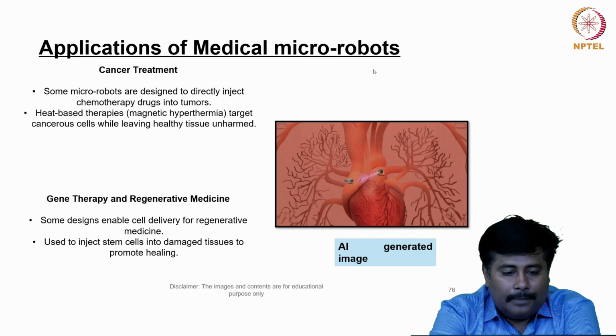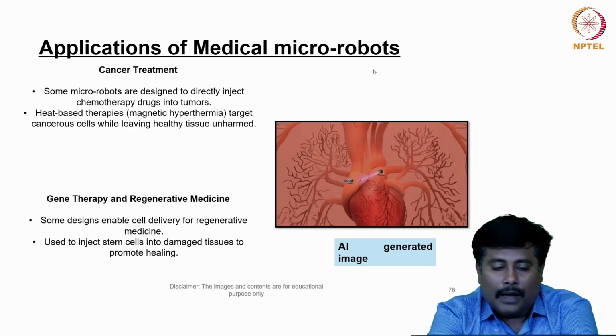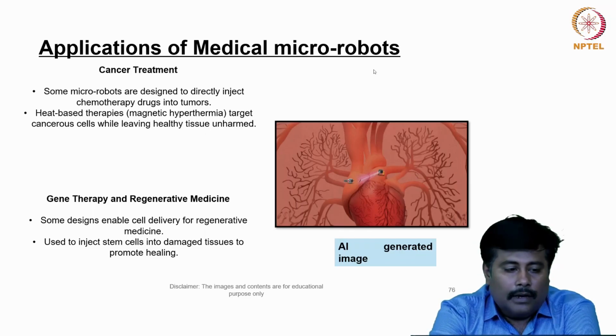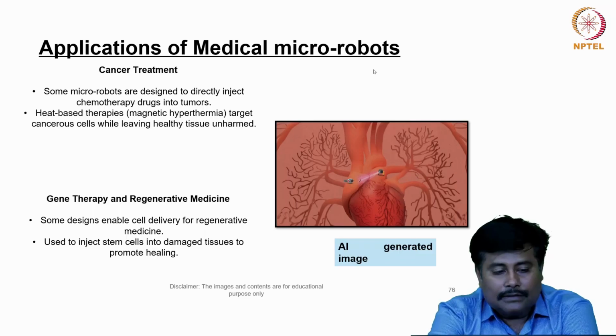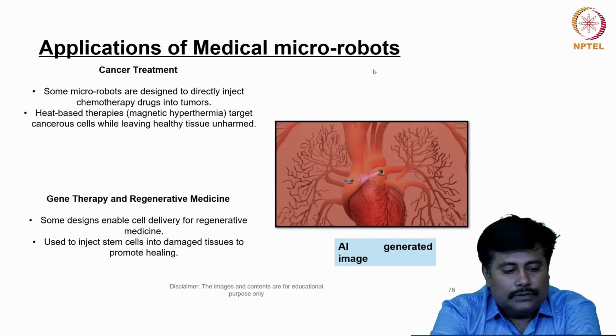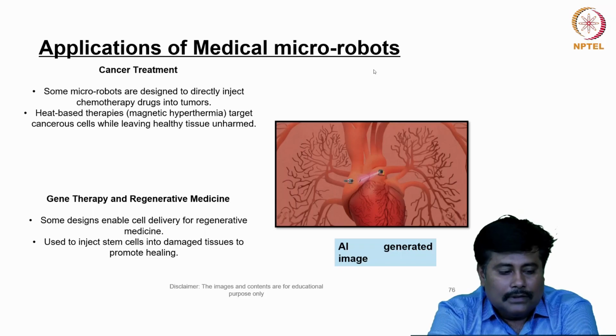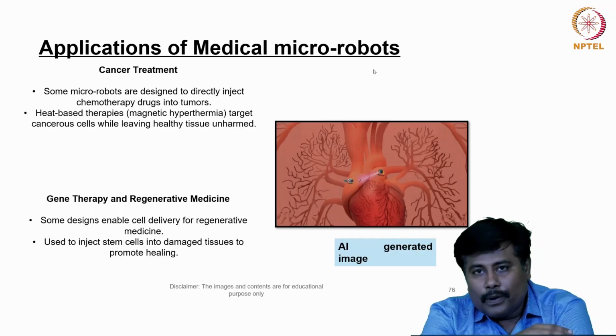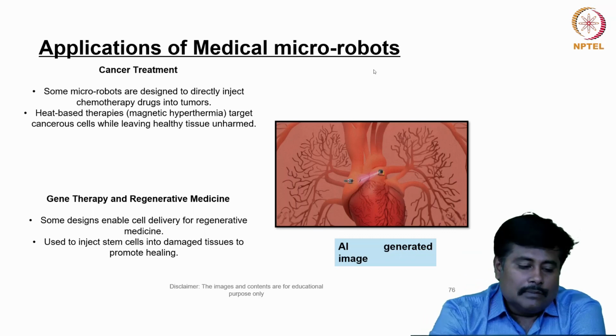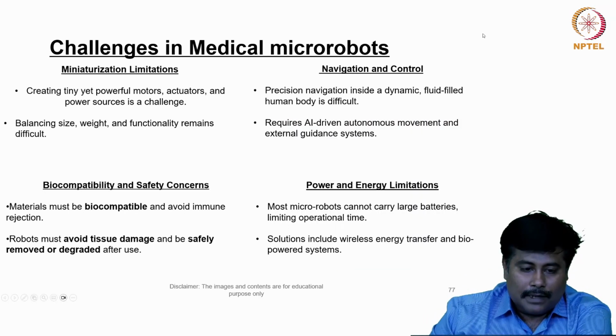Then there are some heat based therapies, basically magnetic hyperthermia, which are mainly focused on targeting cancerous cells while leaving healthy tissues unharmed. So these are some of the examples where it can be deployed for cancer treatment. Then we have gene therapy and regenerative medicine. Some designs enable cell delivery for regenerative medicine. It is used to inject stem cells into the damaged tissue to promote healing. So these are some of the designs which are being established.